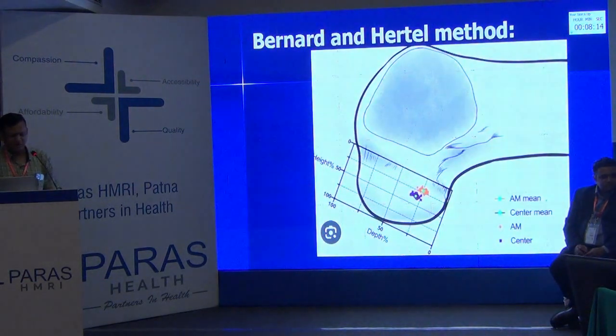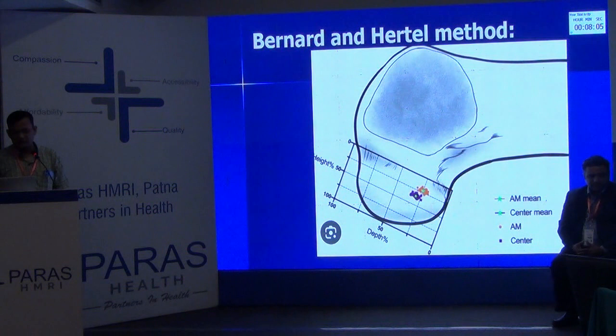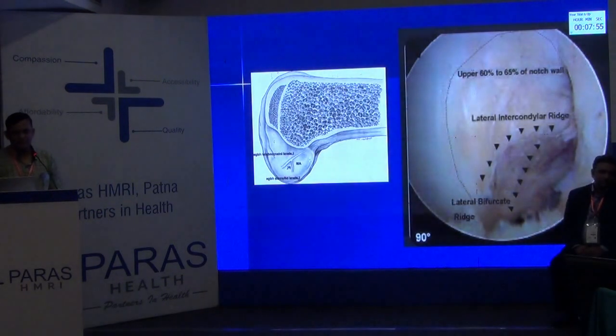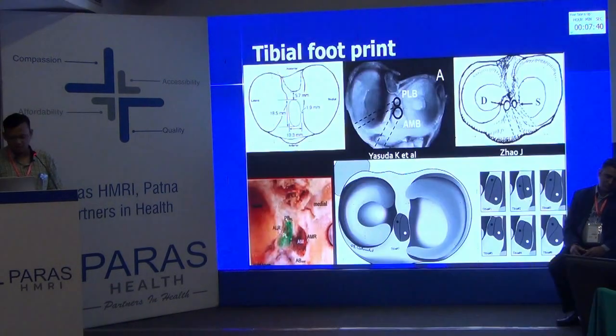So for ACL reconstruction, one of the biggest problems is where exactly in the femur the tunnel lies. I think that is the biggest debate. Bernard and Hurdle have shown that the anteromedial bundle lies a little superior and posterior, and the posterolateral bundle lies a little inferior and anterior. By and large, the majority of arthroscopic surgeons follow this arthroscopic view, where the tunnel is just posterior to the resident's ridge and just above the bifurcate ridge, where they want to reproduce the anteromedial tunnel the majority of times.